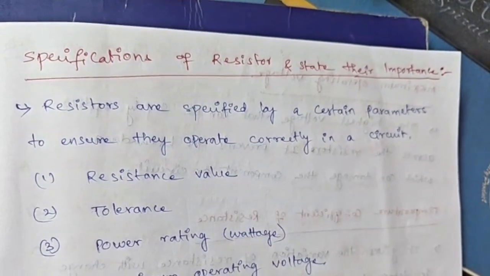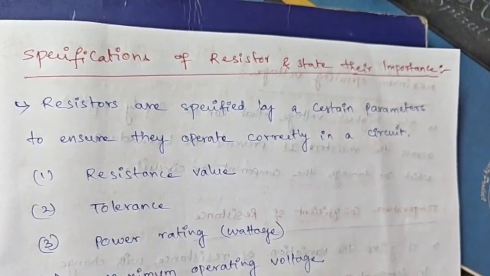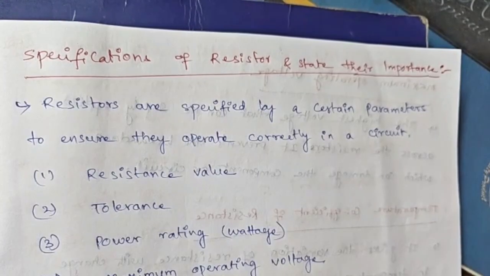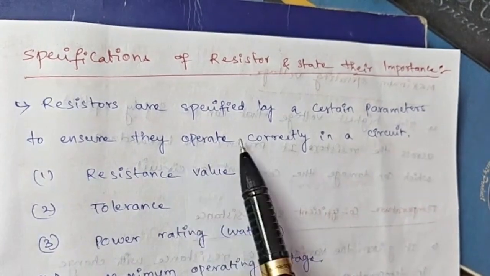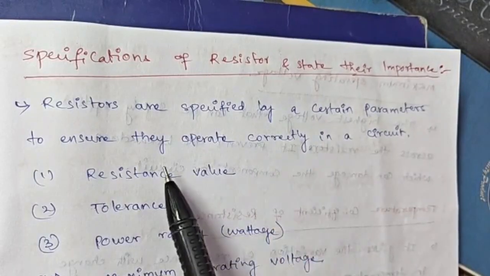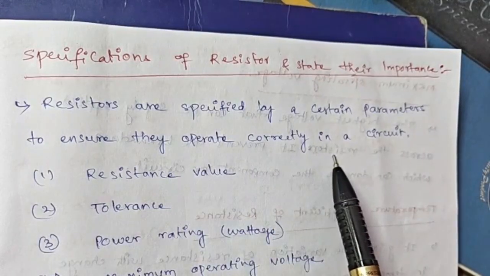So welcome to all. In the basic electronics course, this is the second video. In this video, we will see what the specifications of a resistor are and what the importance of each specification is. Resistors are specified by certain parameters to ensure that they operate correctly in a circuit.